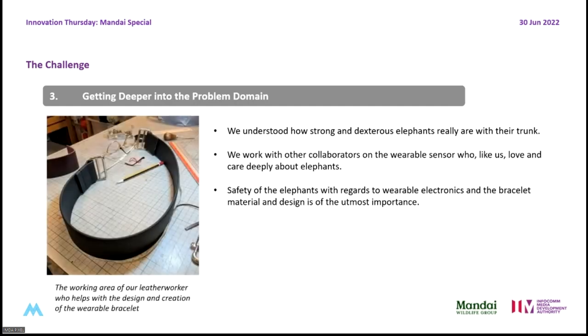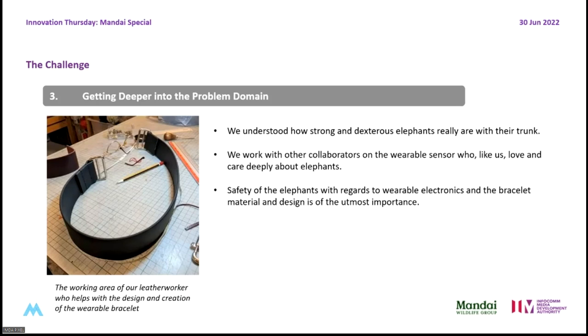This is one of the prototypes that we had. We were working with a local leather worker. He used to be in tech. He used to work for a German tech company. Now he's doing artisanal leather work. The material we chose was actually not leather itself. It's a synthetic material. It's biologically safe, non-toxic, easy to clean, easy to wash.